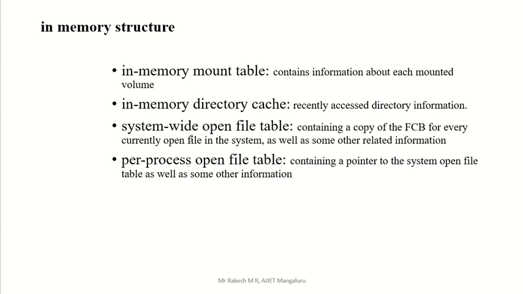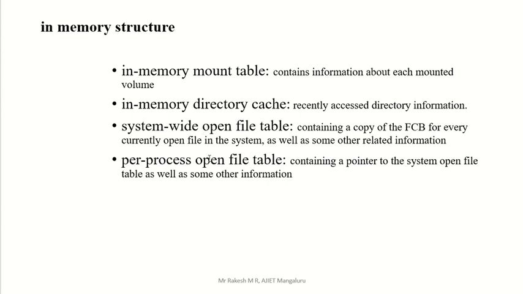Then the system-wide open file table. What do you mean by system-wide open file table? Another one we have, the per-process open file table. Can you tell me what is the difference between these two? The system-wide open file table contains a copy of the FCB for every currently open file. Now I will give one example for both.